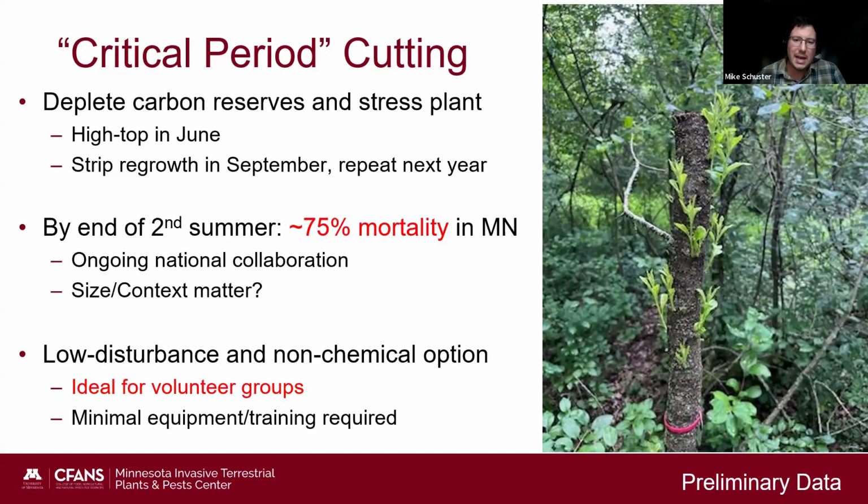It starts off by high topping the plant in June, so cutting at about chest height. This is a picture of a plant that's been high topped, and then allowing that plant to resprout, to put out new growth, and then repeatedly stripping that regrowth back. So cut it in June, rip it off in September, rip it off again the following June, and then rip it off the following September. And over that process, we gradually starve the plant of carbon and ultimately kill it.